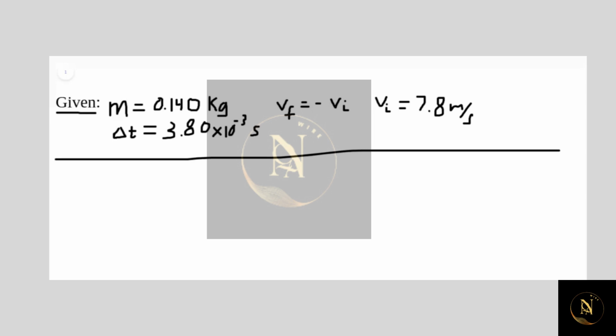So this is an elastic collision. And it says it lasts for 3.80 milliseconds. So I convert that to seconds, and it's 3.80 times 10 to the minus 3 seconds. And based on this information, it wants us to calculate the impulse and the average force.